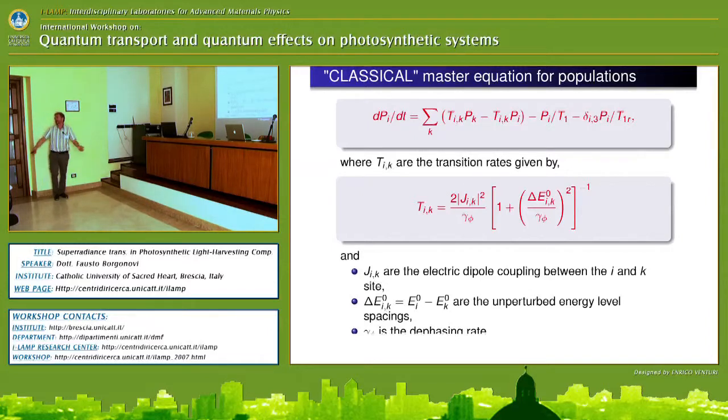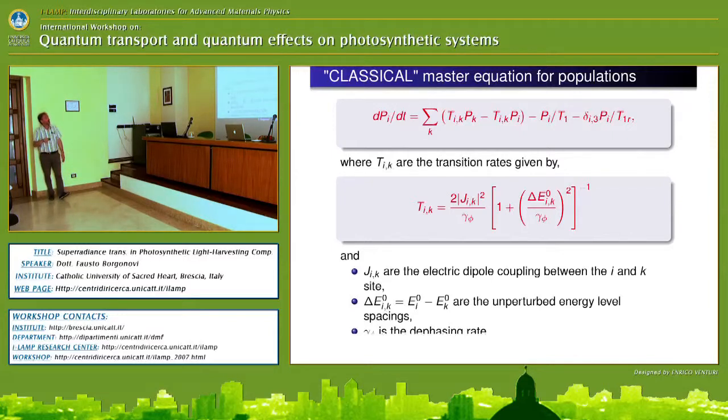As I told you, for a theoretician, it's very easy to make something classical. You take only population. There are no off-diagonal matrix elements, so this is classical. This T_IK are transition rates, and these are given by some Förster theory. This was taken from this beautiful paper by Leegwater.